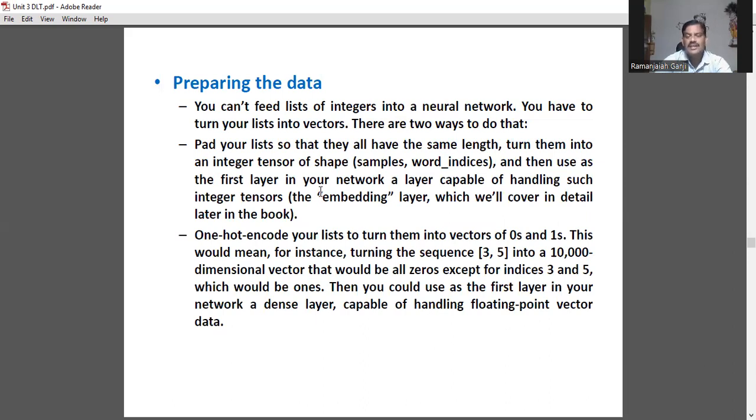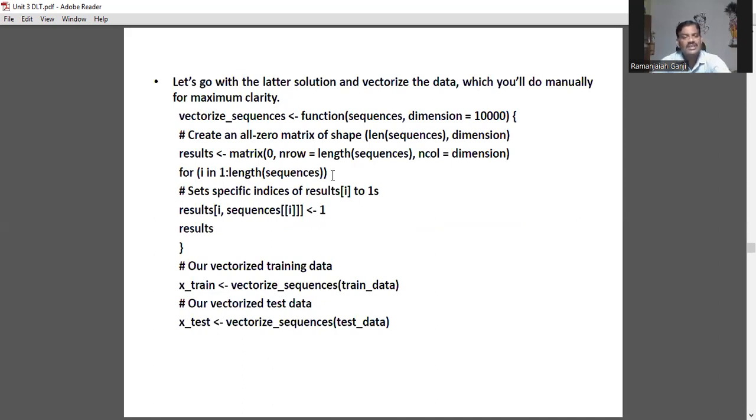All English sentences will be converted into integers. So in the case of integers, we have to convert all the integers into vectors. What I told you: 0 is nothing but a negative review, 1 is nothing but a positive review. That's it. Let us go with the latter solution and vectorize the data.